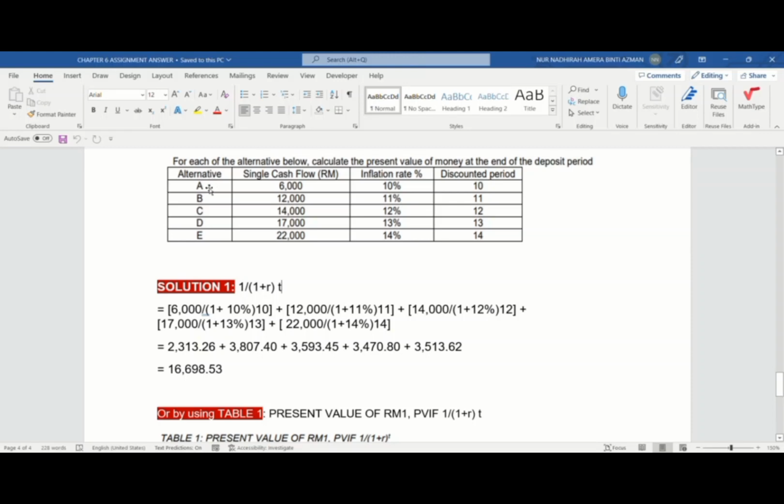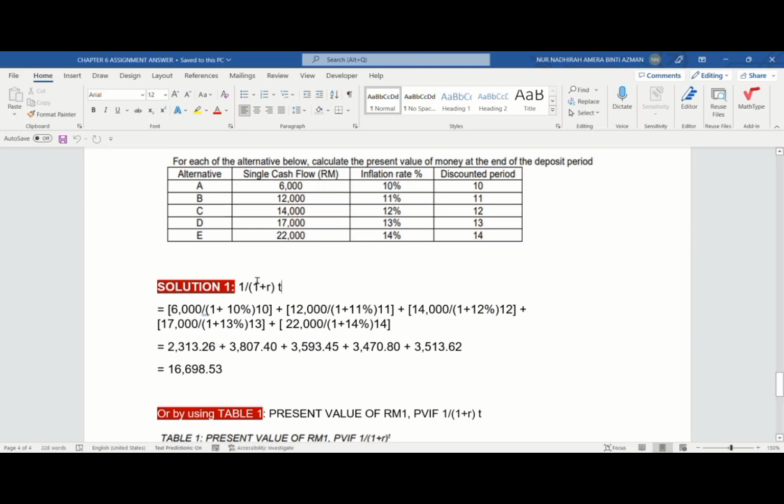For alternative A, the single cash flow is 6,000. Therefore, we use this formula to calculate: 6,000 divided by 1 plus interest rate 10%, with the discounted period as power 10. And the answer will be 2,313 ringgit and 26 cents.